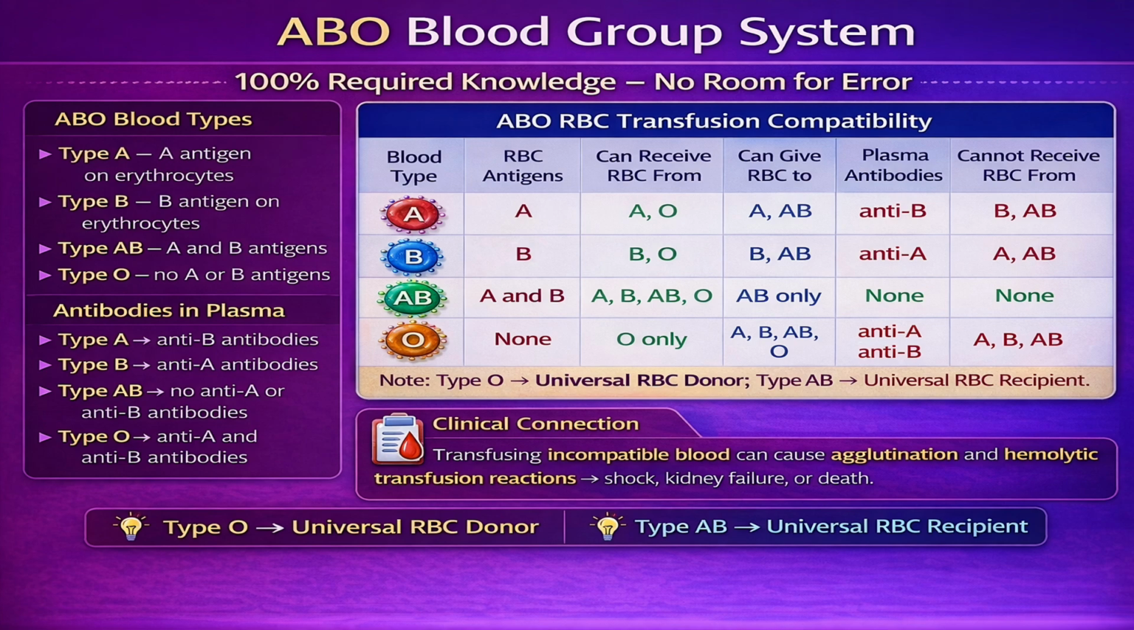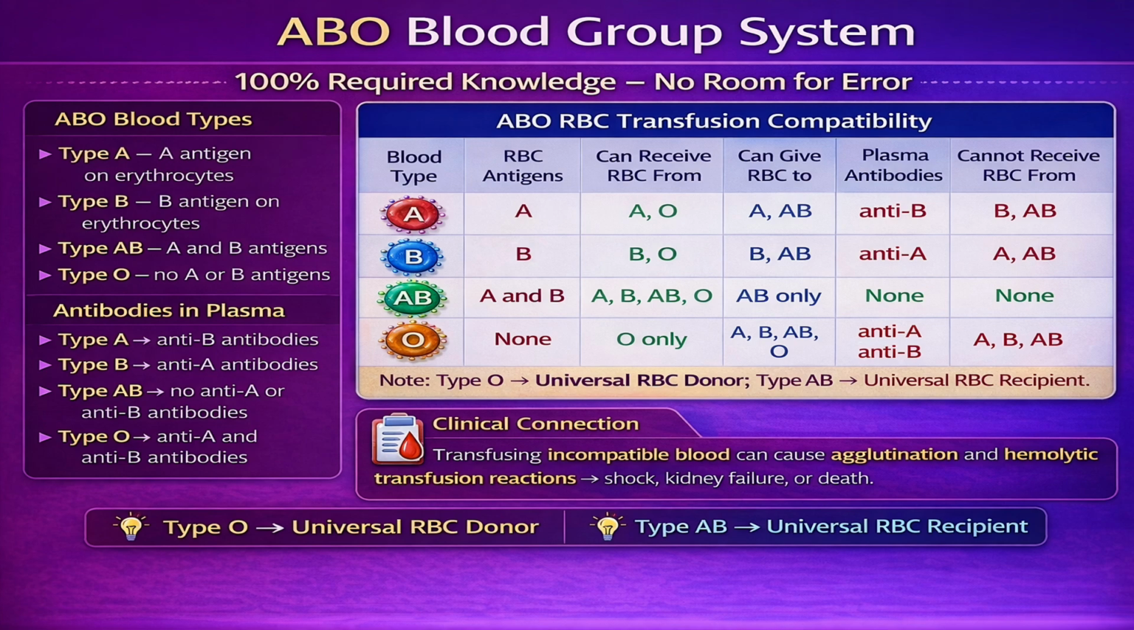Individuals with type A blood have A antigens on their erythrocytes. Individuals with type B blood have B antigens. Individuals with type AB blood possess both A and B antigens, while individuals with type O blood have neither A nor B antigens on the surface of their red blood cells.